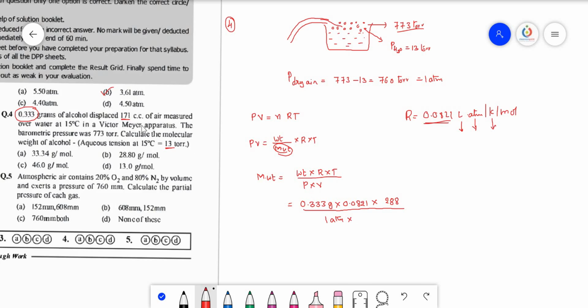So volume is 171 cubic centimeters. 1 cc is equal to 10 power minus 3 liters. So we can write 171 into 10 power minus 3 liters. By solving everything, the molecular weight of this alcohol we get as 46 grams per mole. So option C is right.